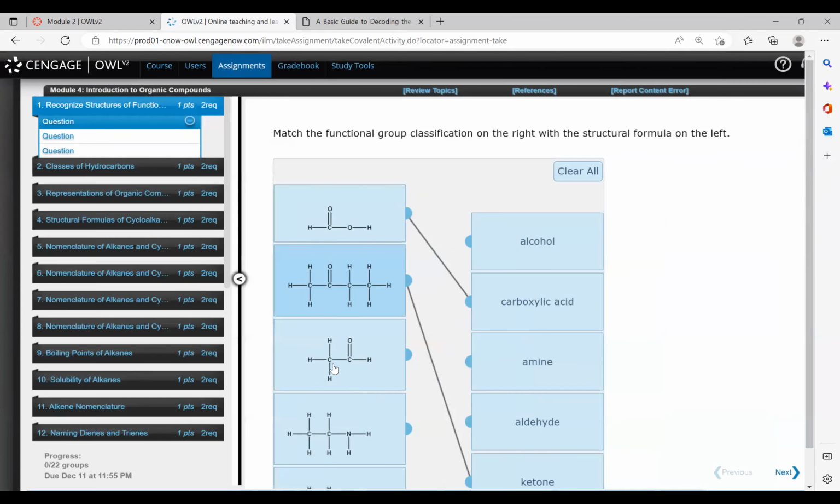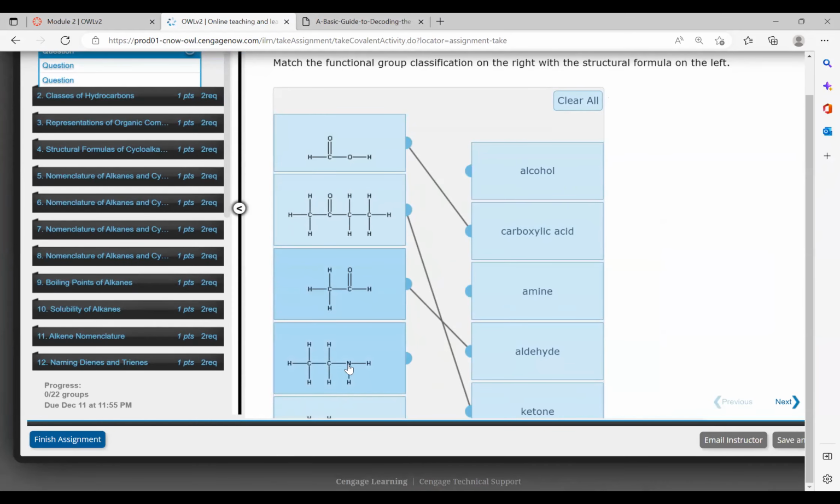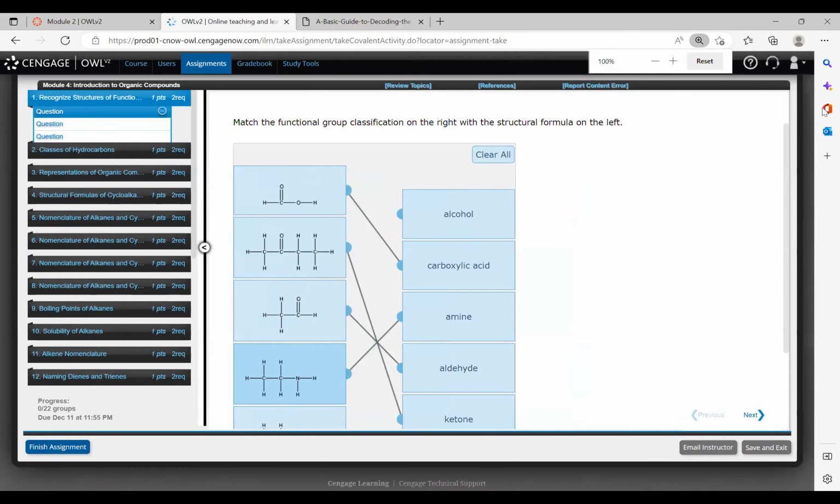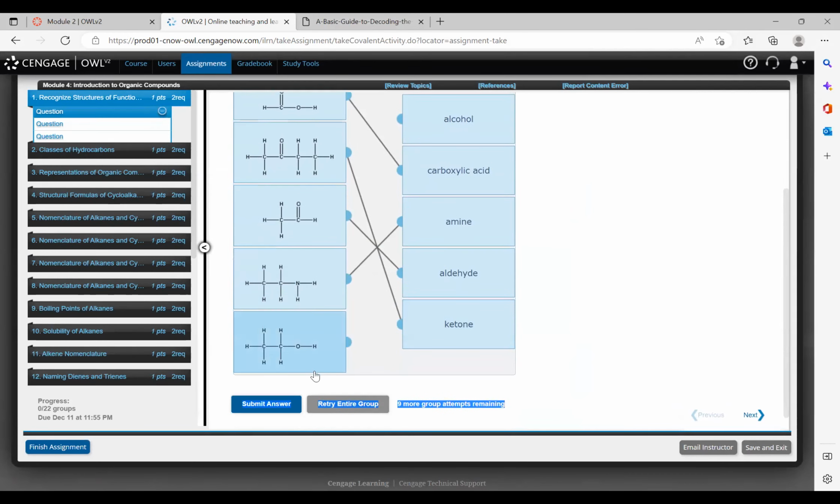All right. We have a C, another C double bonded O, this carbonyl group, and a hydrogen. This is going to be an aldehyde. All right, we have a C attached to an NH2 group. That's your amine. And then finally, at the very bottom, we have a C with no double bond, a single bond to this OH group. That would be our alcohol.